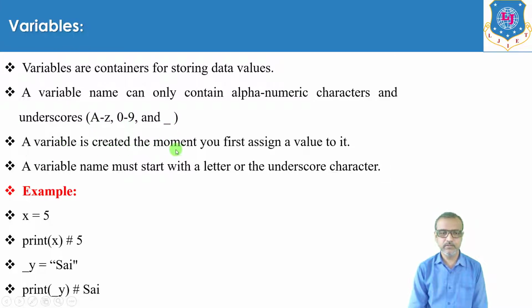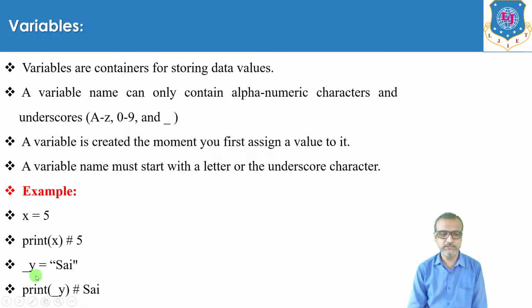A variable is created the moment you first assign a value to it. A variable name must start with a letter or the underscore character. For example, see, x equals to 5. So in this way we can create a variable. In variable x we have stored the value 5. If I write print of x, it will give us the output as 5.